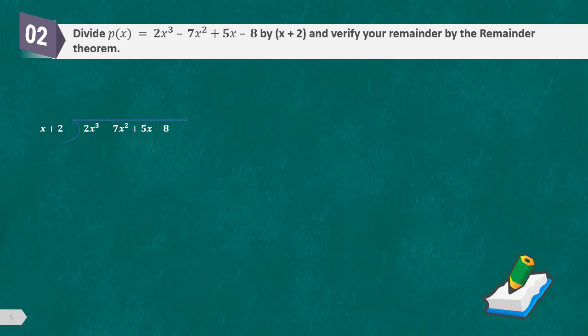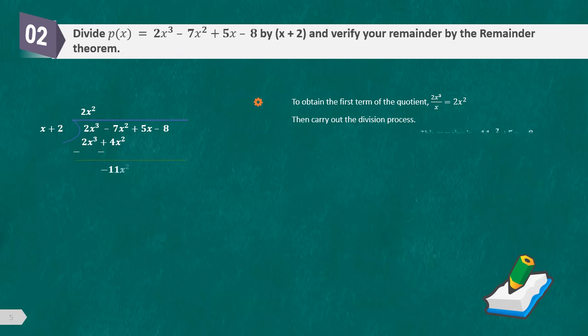For the first step, to obtain the first term of the quotient, first we'll divide the first term of the dividend by the first term of the divisor. Then we get 2x square. Now multiply 2x square into the divisor, that is 2x cube plus 4x square. Change the sign. Then minus 2x cube and plus 2x cube are cancelled out. The left part is minus 11x square plus 5x minus 8. Now again this process continues.